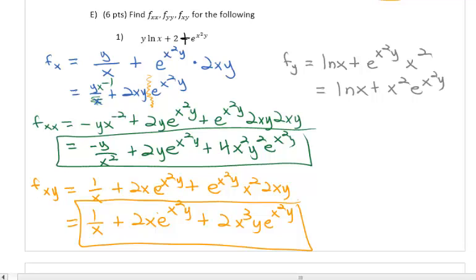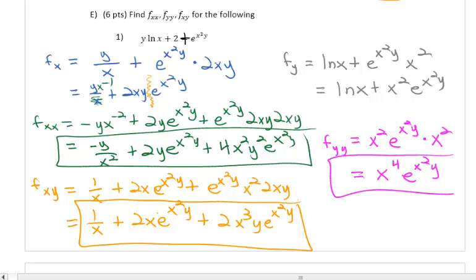So to find fyy, natural log of x doesn't have any y's in it, so the derivative of that is 0. Then x squared is a constant, so it stays out front. E to the stuff is e to the stuff times the derivative of the stuff, which is x squared. Combining those x squareds, we get x to the fourth, e to the x squared y for our partials with respect to y and then y.